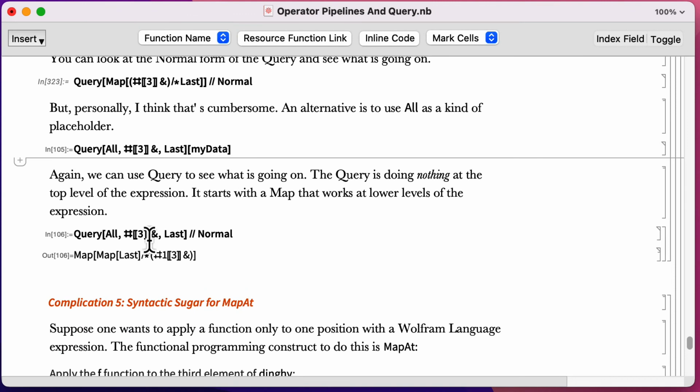Okay, let's look at the normal form. This is actually in some ways harder than it might appear. What's that all doing? That all is saying do nothing at the top level. Just leave it alone. And what we have here is at the second level, this is why I wish they would use map level. At the second level, get the last element.